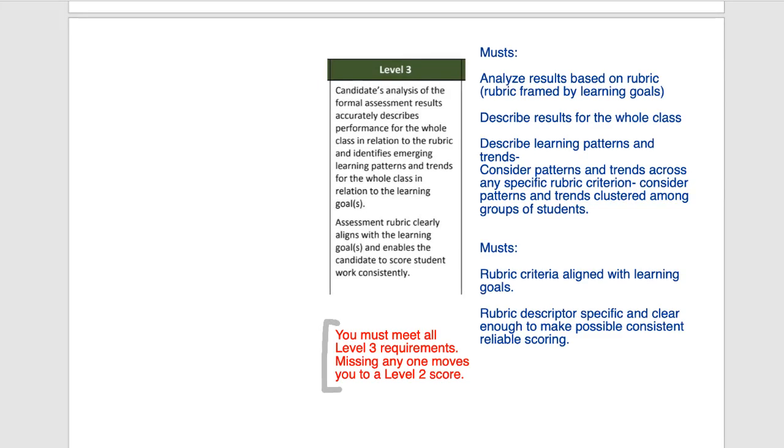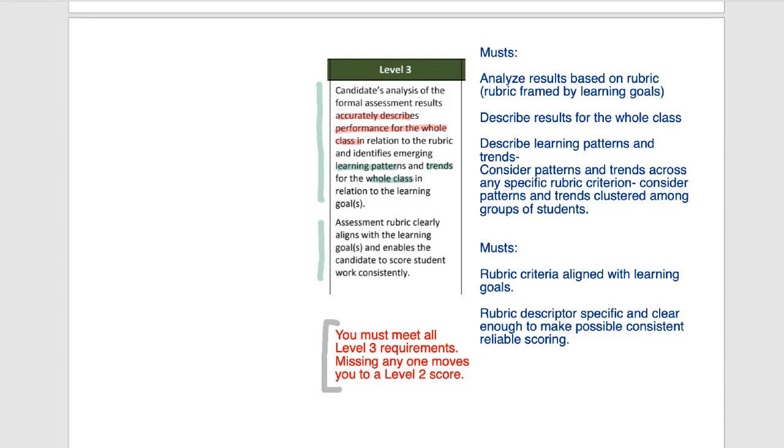You can see there's two blocks here, first block and second block. Top block says, candidate's analysis of the formal assessment results accurately describes performance for the whole class in relation to the rubric and identifies emerging learning patterns and trends for the whole class in relation to the learning goals.